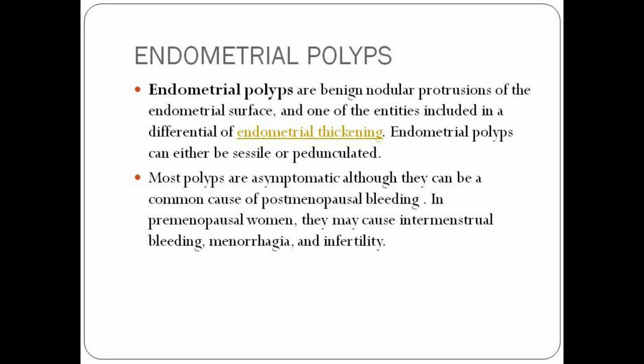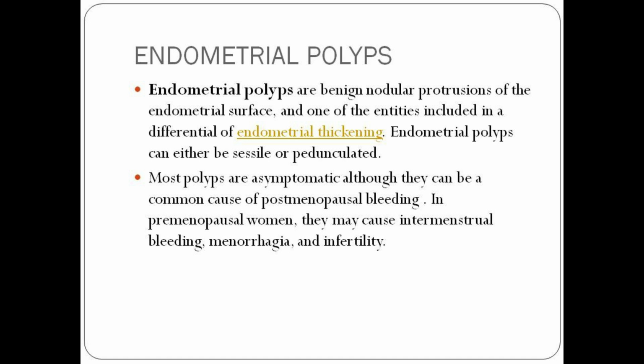Now coming to the endometrial polyp. Polyp is also a very common finding which we'll see in your routine practice, and one of the very common findings in symptomatic patients. Endometrial polyps are benign nodular protrusions of the endometrial surface, and one of the entities included in the differential of endometrial thickening. So whenever there is a thickened endometrium, basically we have to differentiate between three things: endometrial hyperplasia, endometrial polyp, and endometrial CA.